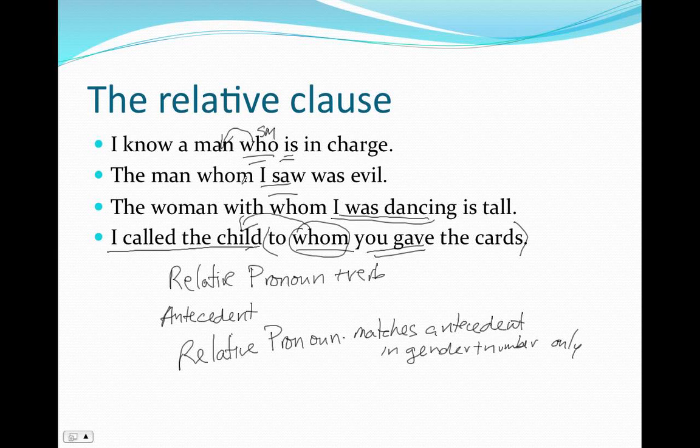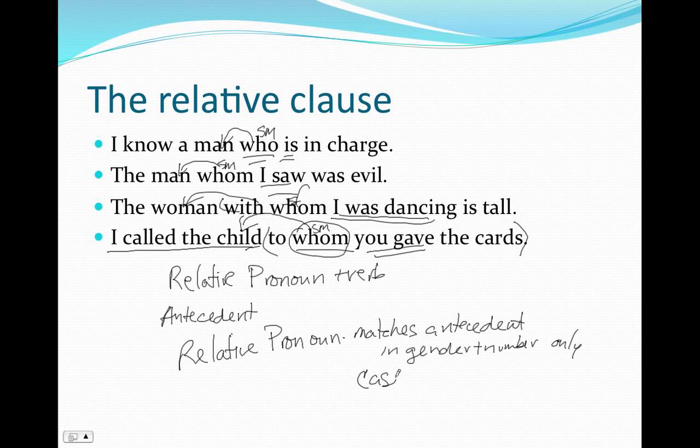The man whom I saw was evil. So the whom I saw is pointing to man. So again, it's going to be singular and masculine. The woman with whom I was dancing. So we've got with whom pointing back to woman. That whom is going to be singular and feminine. And I called the child to whom you gave the cards. So pointing back to child, singular and masculine. All right, so the relative pronoun matches the antecedent in gender and number.